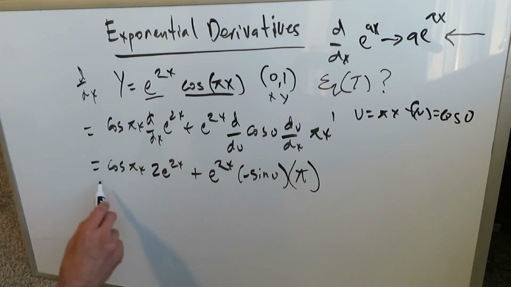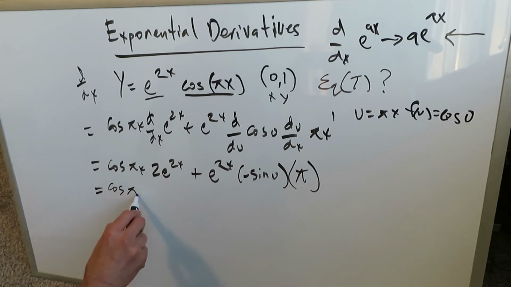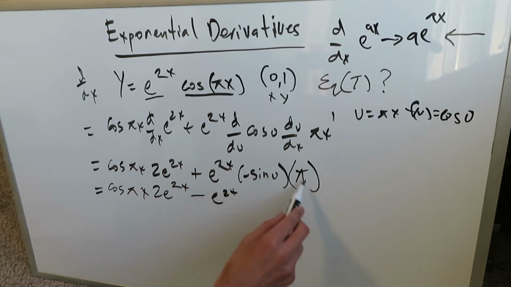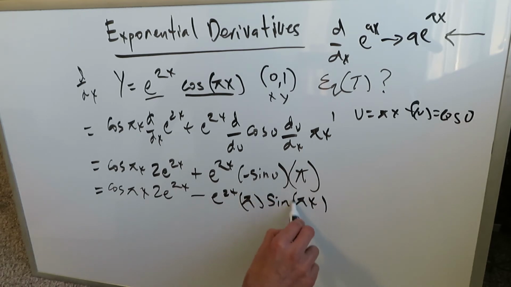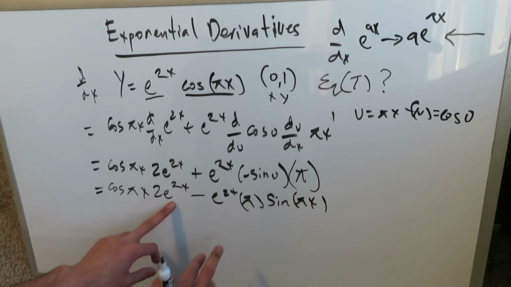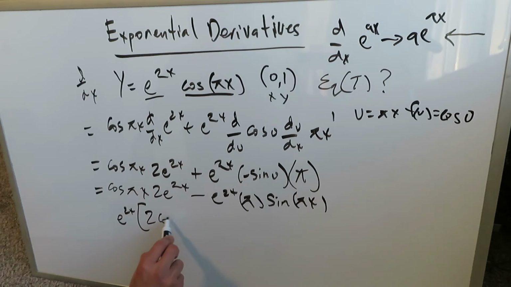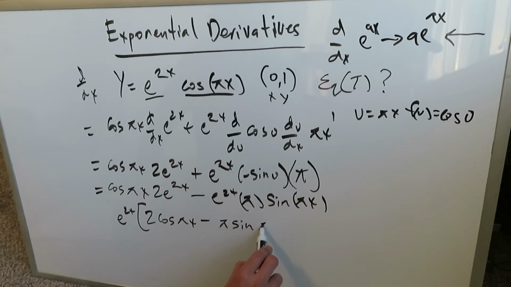Now look over here, let's write everything up in a clearer manner. Cosine pi x times 2e to the 2x. This minus converts as a minus: e to the 2x, bring in the pi, and then sine pi x. Now look over here. Are there common terms we can deal with? We have e to the 2x, we have e to the 2x. Let's isolate e to the 2x. When you isolate it from the first component, you get 2 cosine pi x. When you isolate it from the second component, you get pi sine pi x.